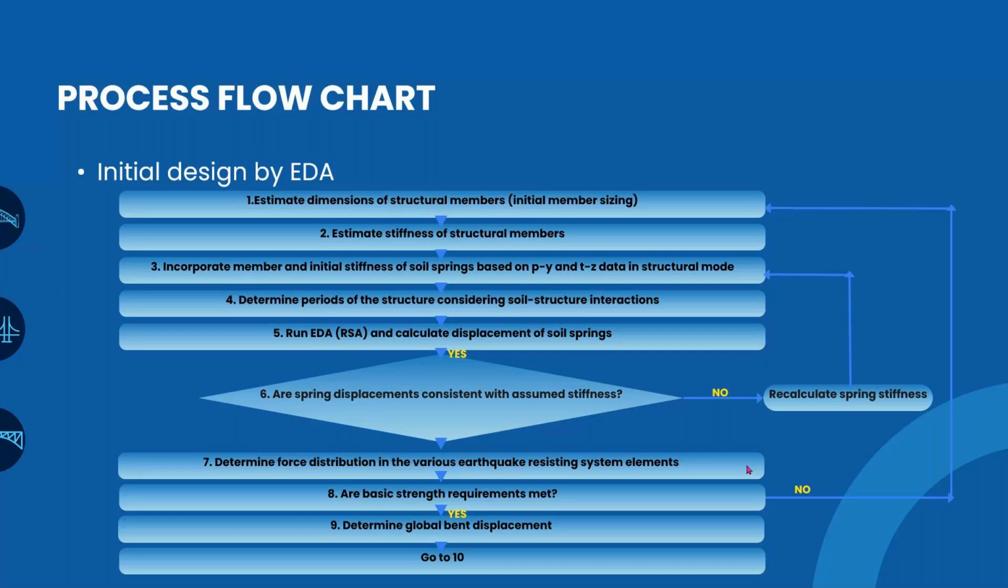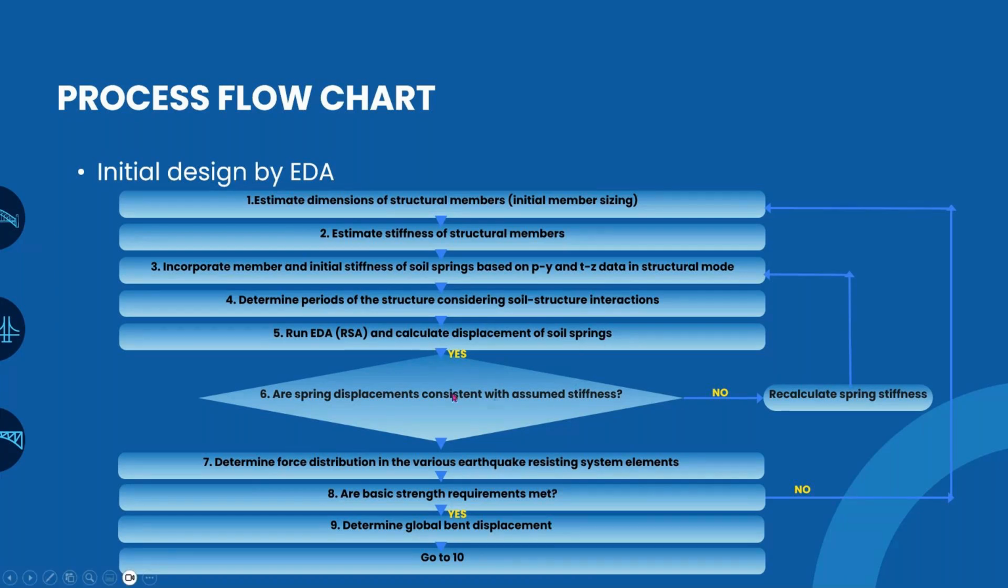So coming to the first part, firstly we do the estimation of the dimensions of the structural members, then we estimate the stiffness, incorporate the members and initial stiffness by soil springs based on the PY and the TZ data which is provided to us by the geotechnical engineers. Now we determine the period of the structure under the soil structure interaction and run the response spectrum analysis.